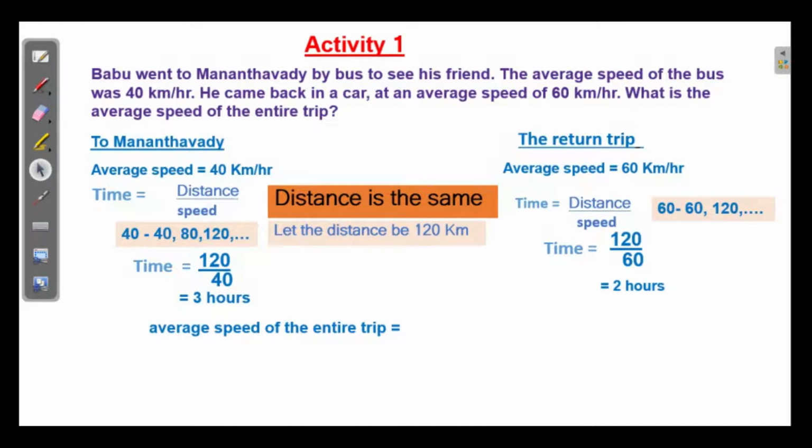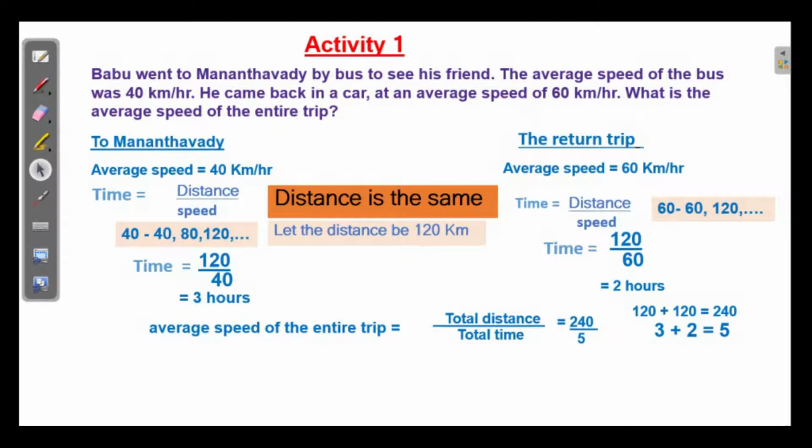Then the average speed of the entire trip is equal to the total distance travelled divided by total time. Total distance is 120 kilometer to Manandawadi and the same 120 kilometer for the return trip. So 120 plus 120 is equal to 240 kilometer, and the time taken we have calculated as 3 hours and 2 hours. 3 plus 2 is 5 hours.